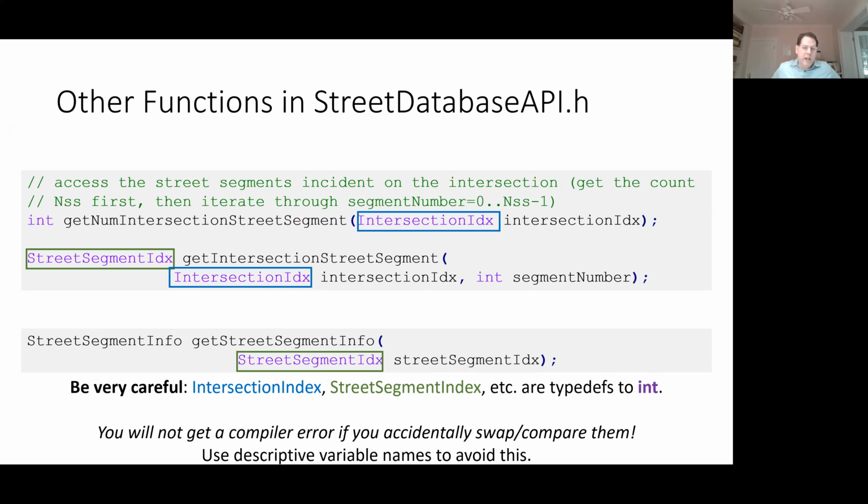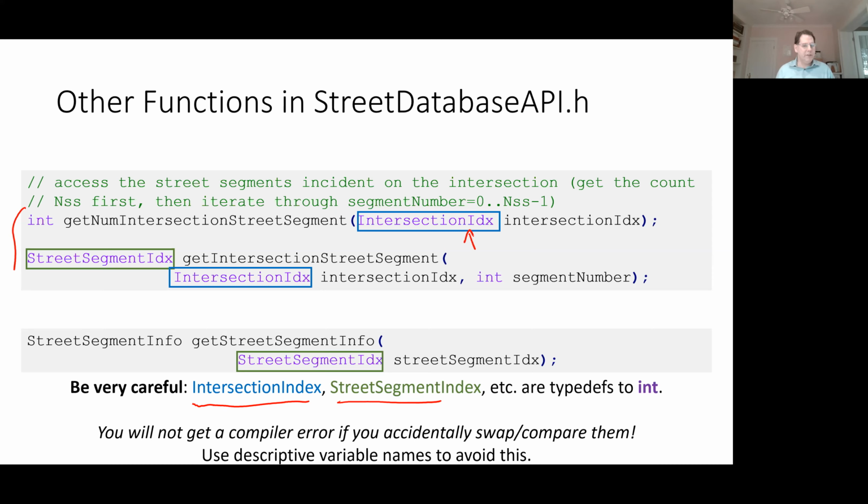What other functions do we have in this streets database API? These are the functions I just talked about, and I've already mentioned this: intersection index, street index, etc. These are all really just typedefs, which means an alias. They're nicknames for integers. So if you mix up your IDs, and you get a street segment ID and pass it in as if it was an intersection ID, you won't get a compiler error because they're all actually integers, but your code doesn't really make sense.